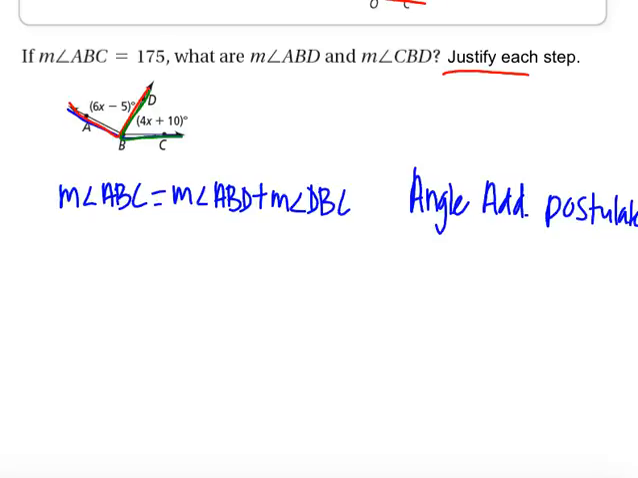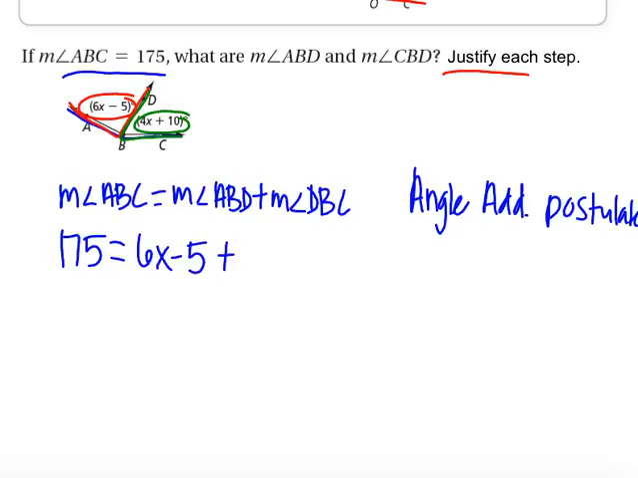So now, what do we know? We know that the measure of angle ABC is 175, so 175 equals, and then we know that these two angles are equal to these two things, so we're going to write that in. The measure of angle ABD is 6x minus 5, plus the measure of DBC is 4x plus 10. Remember, that was just substitution. We're just substituting in what we know.